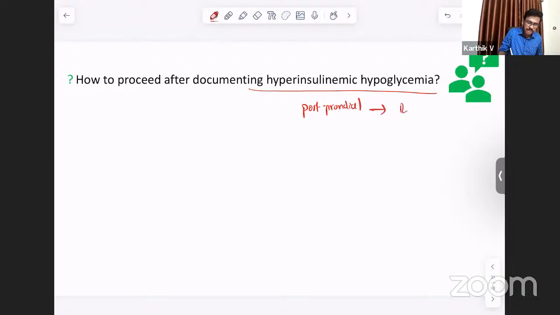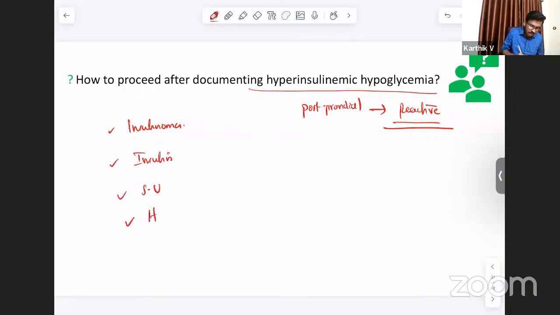You think of reactive hypoglycemia first. Okay, reactive hypoglycemia first. Suppose, what are the other situations? You have insulinoma, you have insulin, sulfonylurea, Hirata. So these are the four remaining important causes. So Dr. Rose is asking, if the glucometer is showing low values during the fast test, can we rely on that?